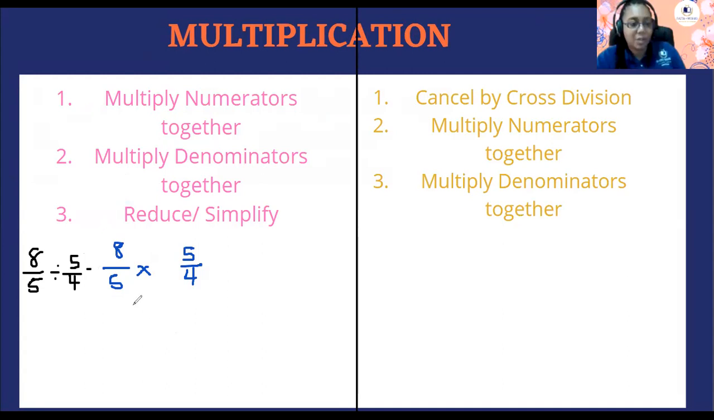Right, so we've done the second step. Now let's do the third step. We're going to flip the second fraction. So 8/5 multiplied by 4/5. There are two ways to do our multiplication. We multiply the numerators together, then multiply the denominators, then reduce. Or we can cancel by cross division, then multiply numerators together and denominators together.